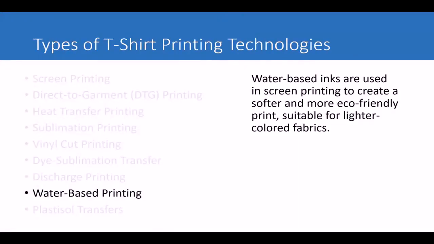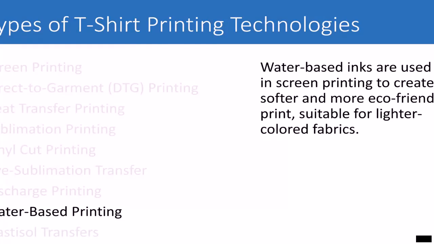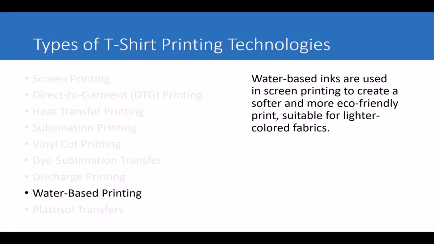Okay, so the next 2 options are water-based printing and plastisol transfers. Now, water-based inks are used in screen printing to create a softer and more eco-friendly print, and are more suitable for lighter colored fabrics.